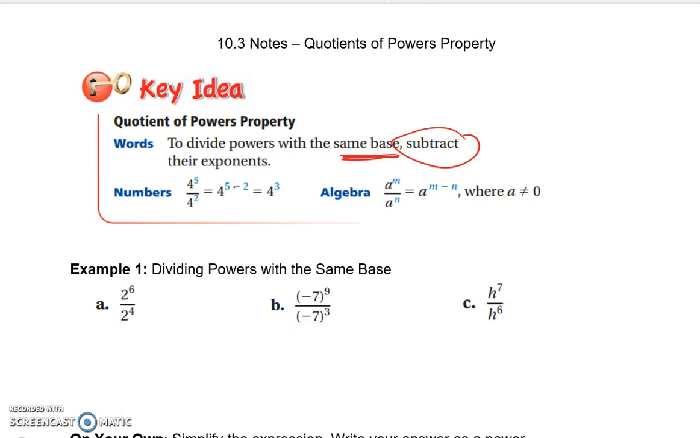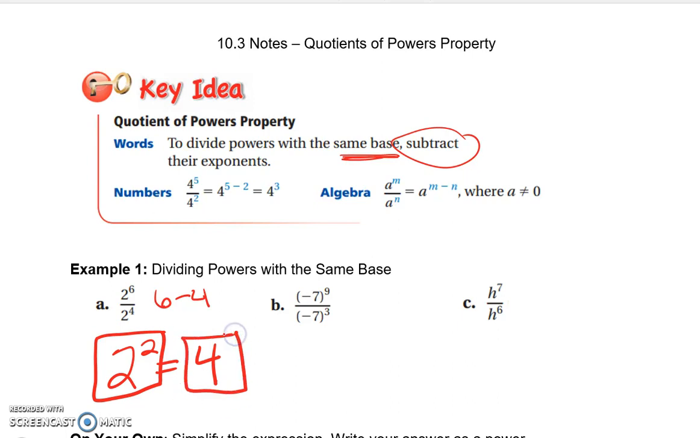Okay, so let's look at some more examples. 2 to the 6th divided by 2 to the 4th. My bases are the same as 2. My exponents are 6 minus 4, which is also 2. So 2 squared is equal to 4. Now, you may leave your answer like this if your teacher wants you to, or you can evaluate it as 4, either way.